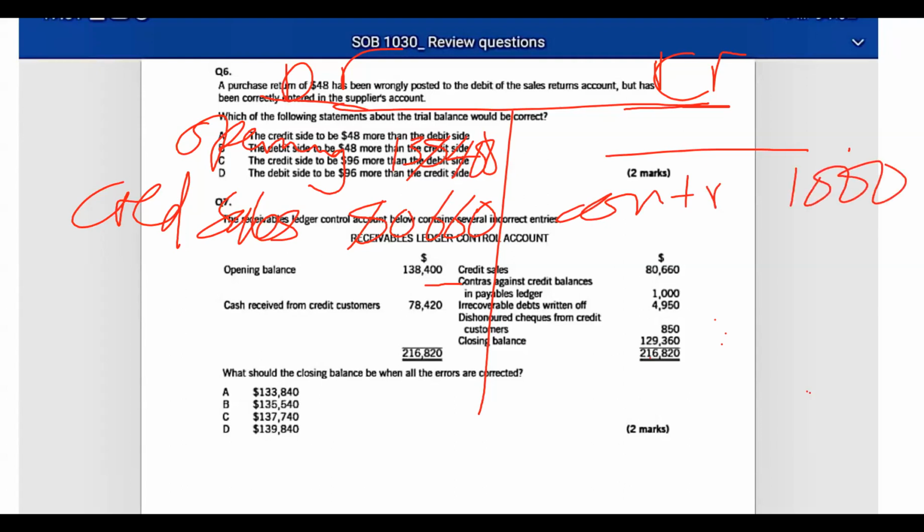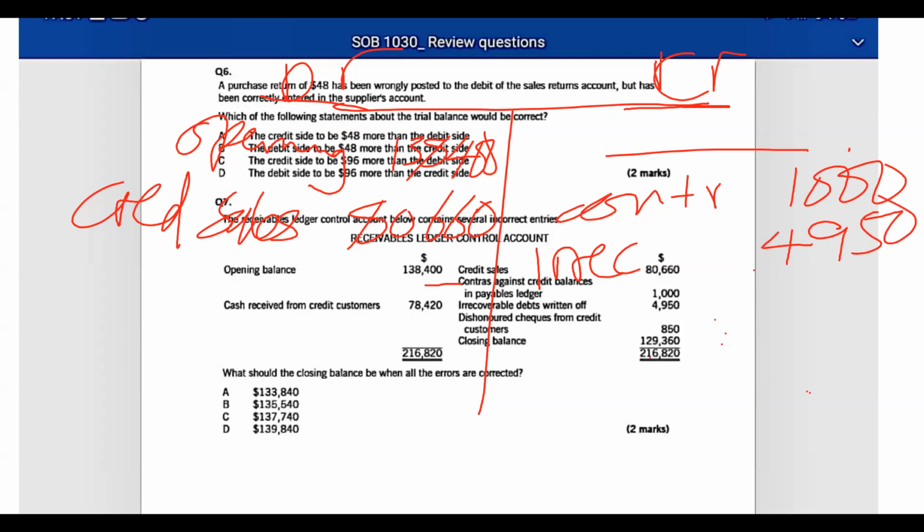Then you go to the irrecoverable debts written off. These are bad debts. So what happens when you write the bad debts off? Does the amount that those guys owe us reduce or increase? It will reduce. So the bad debts will be recorded on the credit side. You record them on the other side so that this amount can reduce when you balance the account. So you have 4,950.